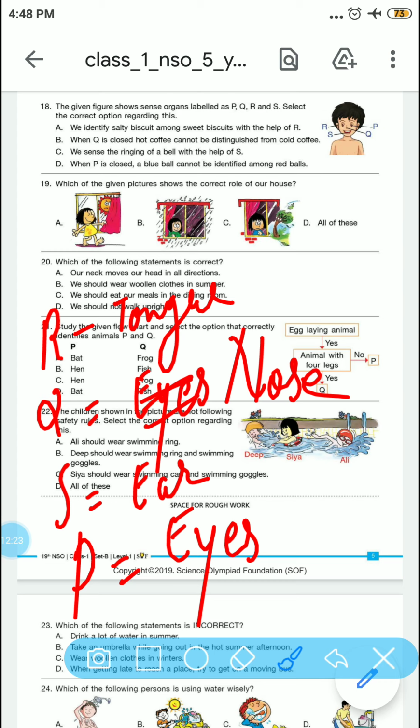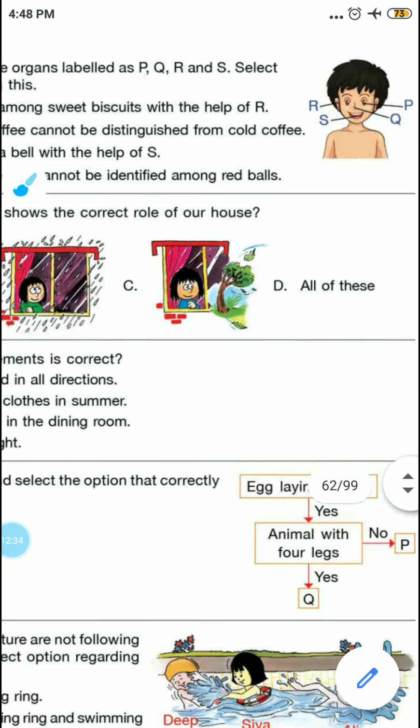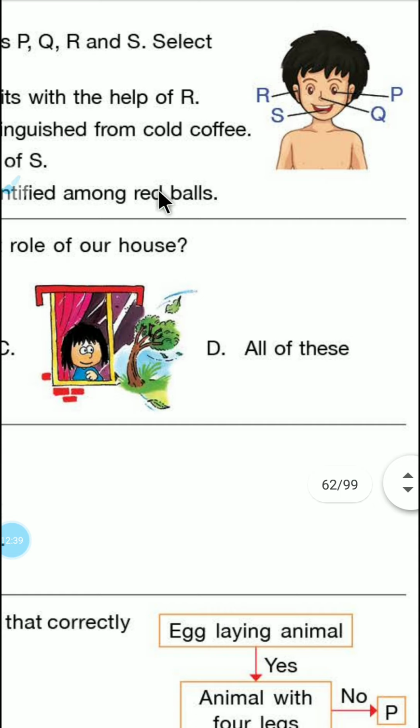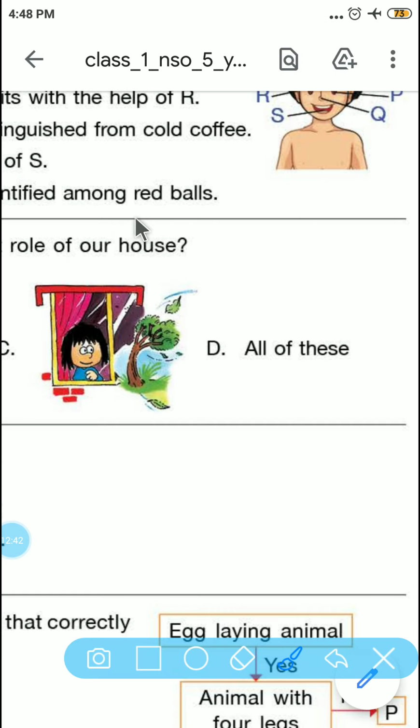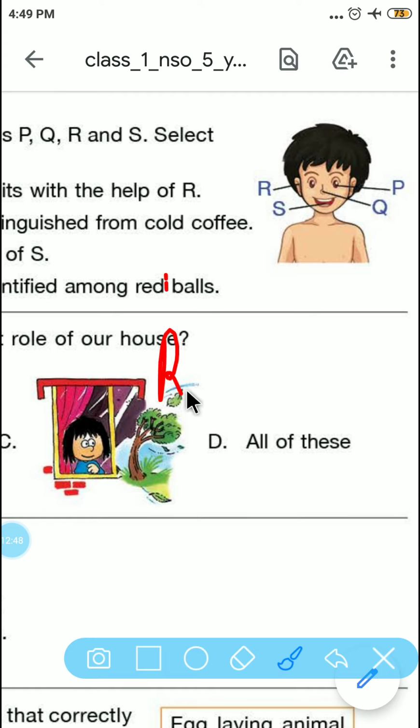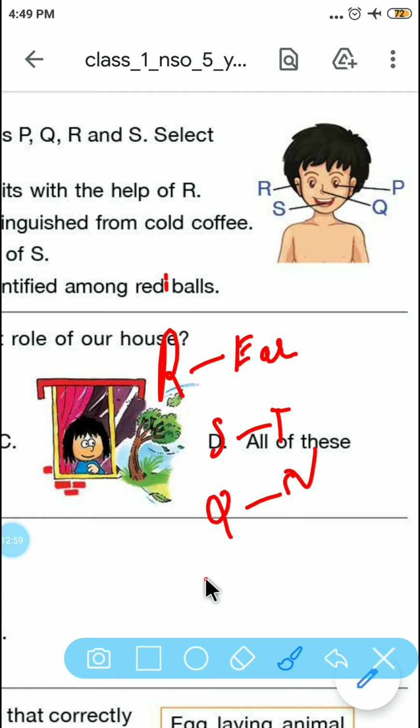Now let's zoom the figure. Are you guys okay with it? Now let's see after zooming it. Here we have R for the nose. Okay. Here we have R for the nose, R for the ear. Okay. S for the tongue, Q for the nose, and P for the eyes.